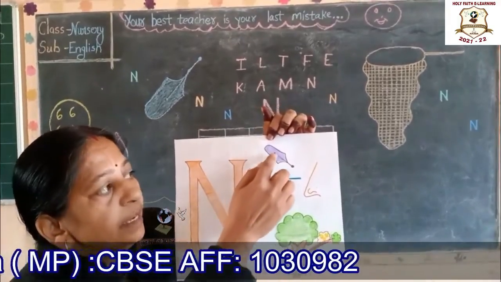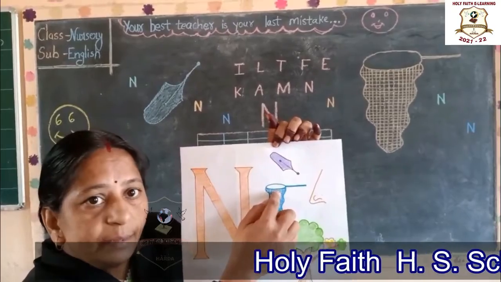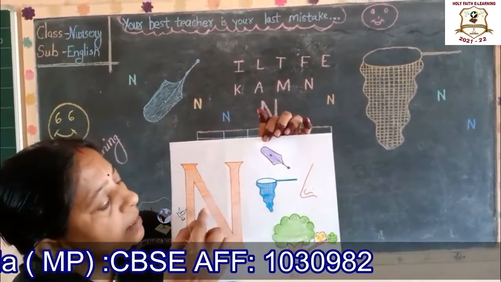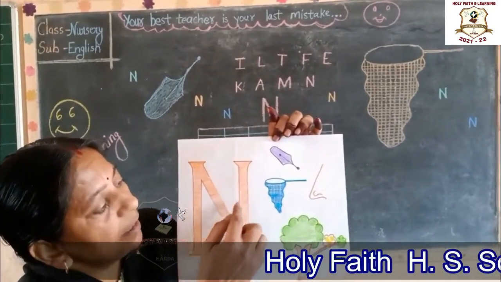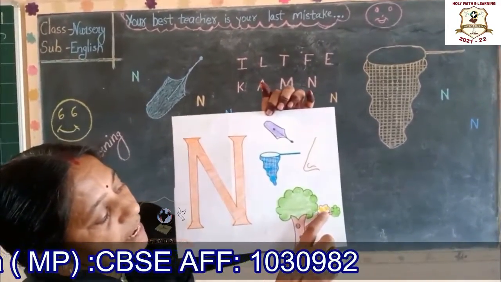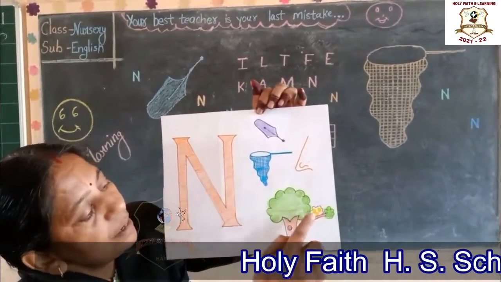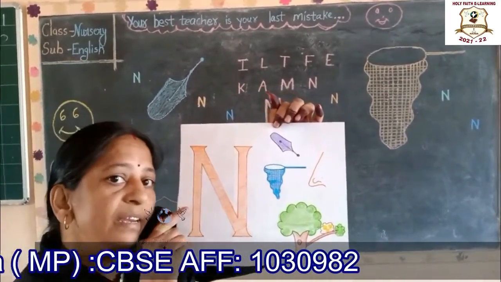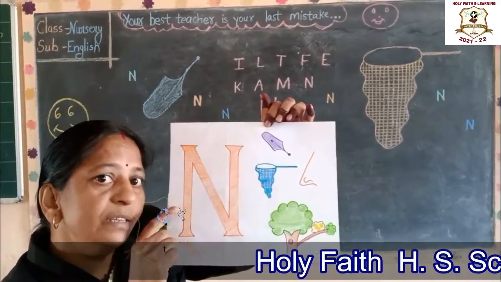N. Nib. N. Net. N. Net. N. Nose. N. Nose. N. Nest. Nest means घोंसला. N. Nest. Okay students. Which letter is this? N. And sound of N is N.